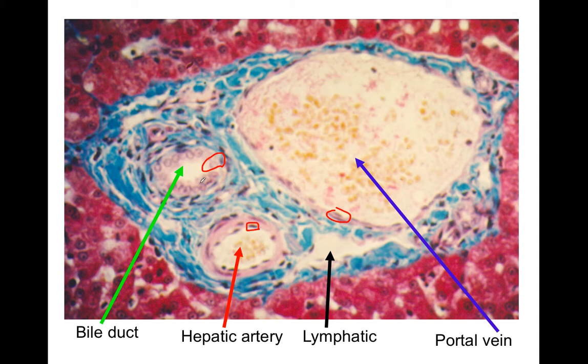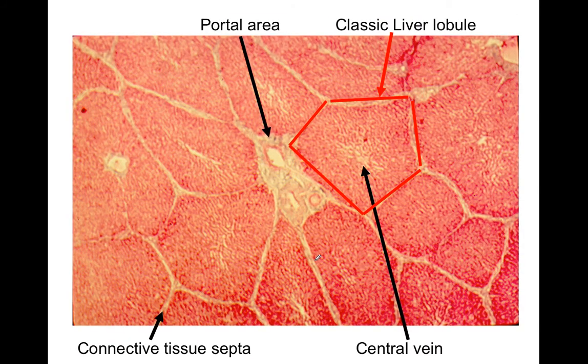If it's cuboidal, then it's the bile duct. If it's squamous epithelium, depending on whether we have tunica media with smooth muscle, then it's the hepatic artery. If we see simple squamous epithelium or tunica adventitia with large vessels with a lot of red blood cells inside, then it will be the portal vein. We can see here this tube with simple squamous epithelium with a tunica adventitia, but we don't see any red blood cells. This is the lymphatic vessel.